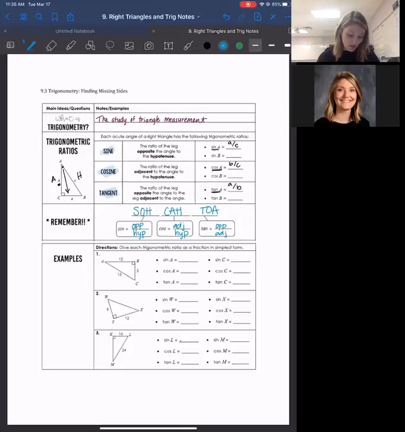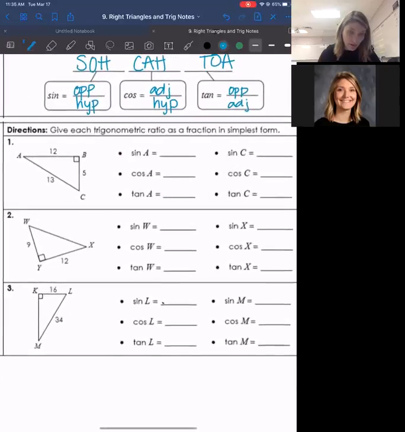Okay, so then if you jump down to these problems right here, utilizing our little mnemonic device of SOHCAHTOA, sine of angle A, so here's angle A, sine is opposite over hypotenuse, so opposite of A is 5, and the hypotenuse is 13. Cosine of A, cosine means adjacent over hypotenuse, so that's going to be 12 over 13. And then tangent is always opposite over adjacent, so that will be 5 over 12.